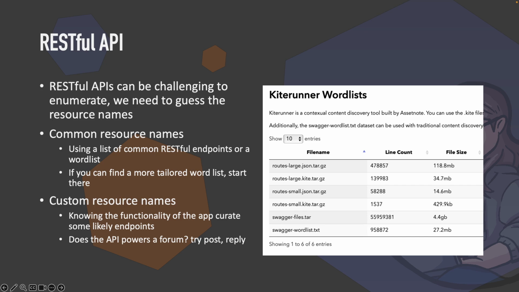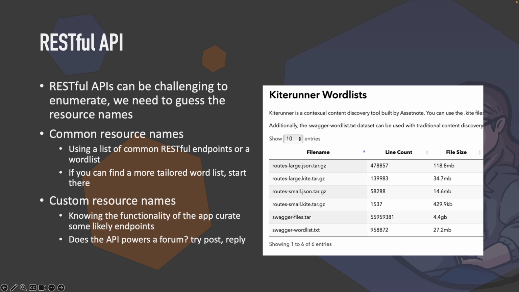Using a list of common RESTful endpoints is a good starting place, but it really can be anything, and it can often depend on the kind of verbiage that your target uses. Now, some people have published targeted word lists for different programs. If you can find a more tailored word list, start there. Even better if you can find documentation.